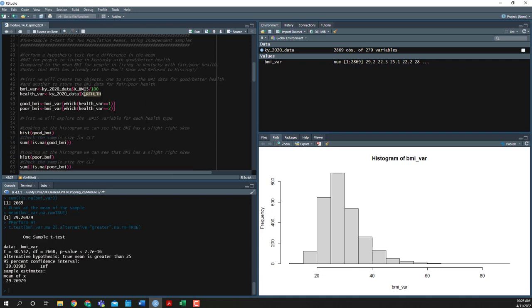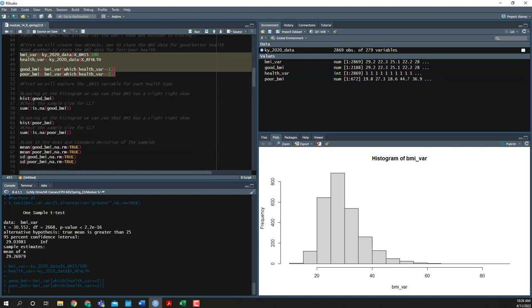So what I'm going to do is create 2 objects, good BMI and poor BMI. Good BMI is going to store the BMI values for those that have the health variable equal to 1, in other words, that good, better health. And poor BMI is going to store the BMI values for those that have the health variable equal to 2, which is that fair, poor health. Right, so we create these.